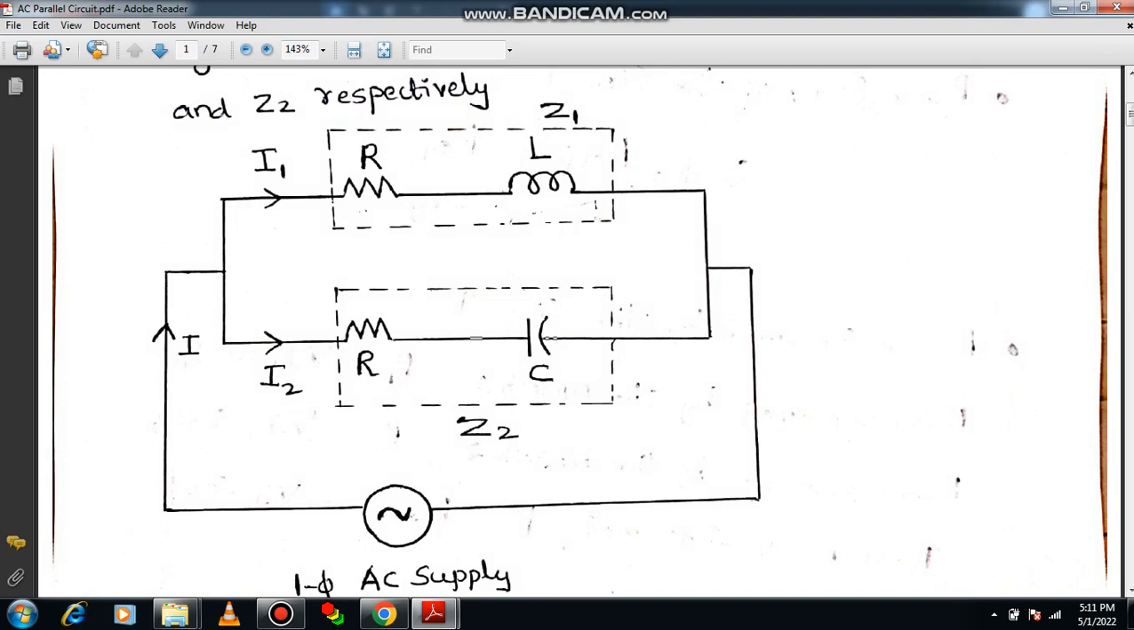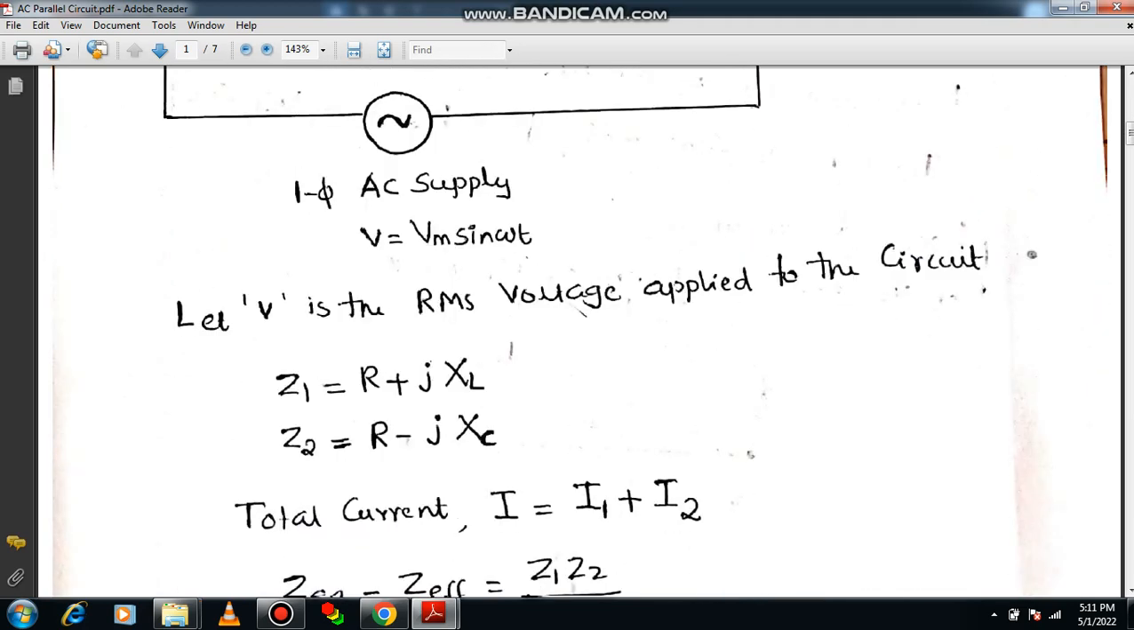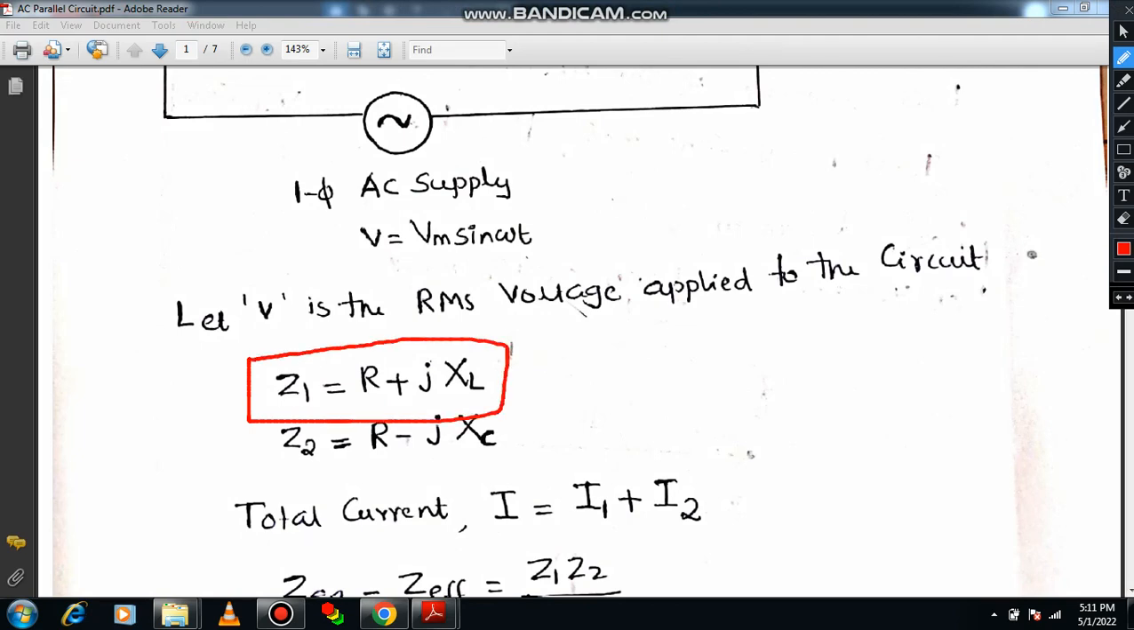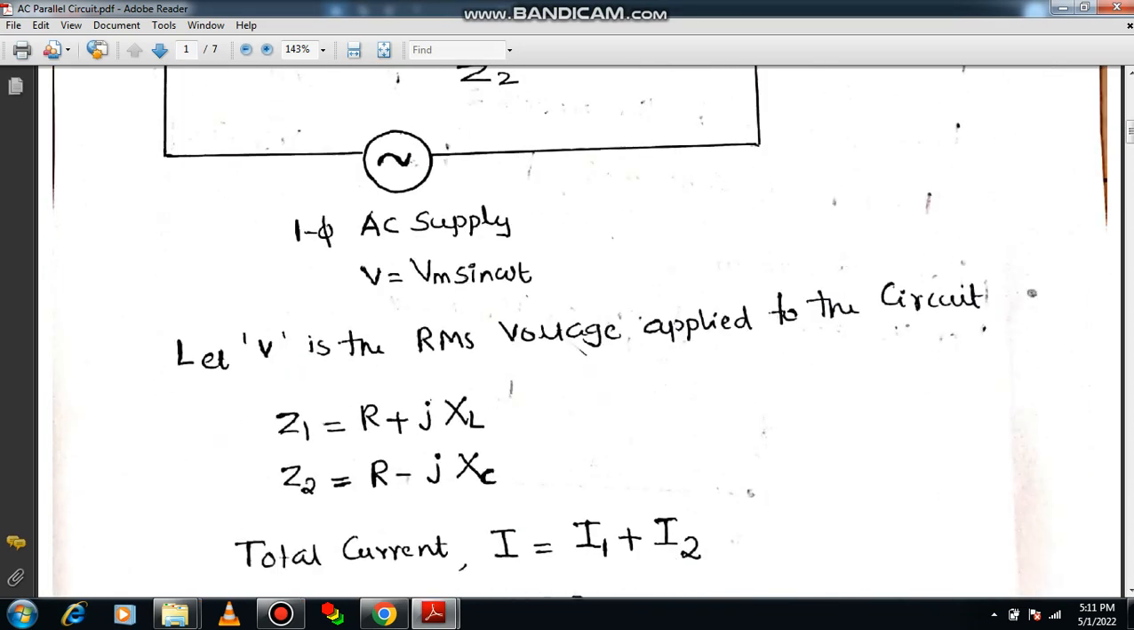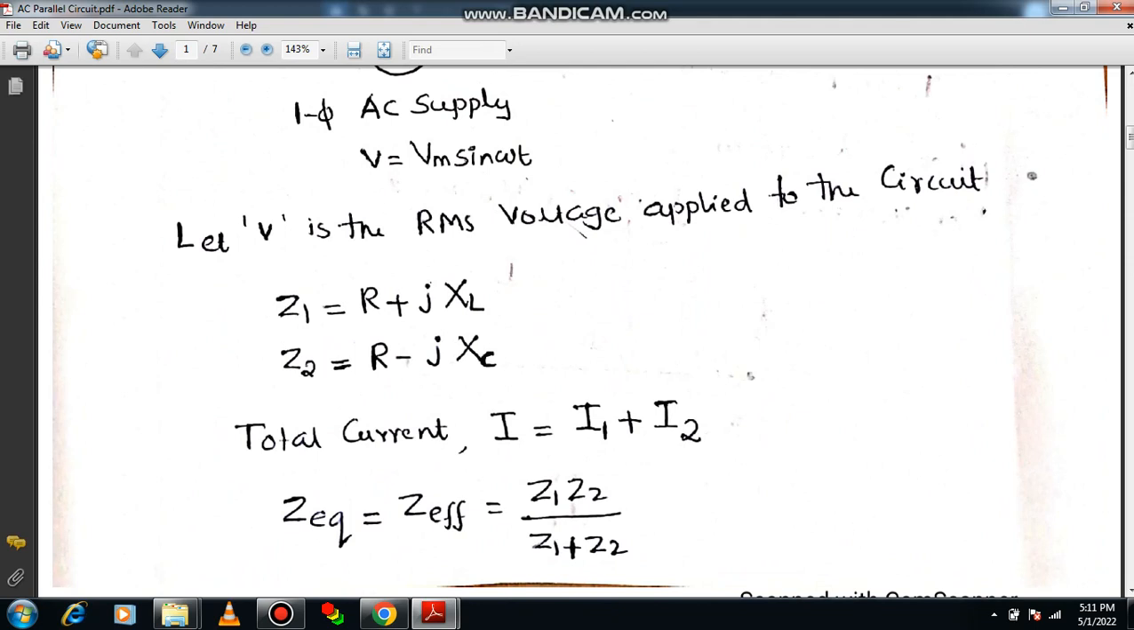Now I need to write the value of Z1 and Z2 separately. How can I write? Please consider Z1. Z1 is nothing but R plus jXL. How can we write that? Very simple, it's a complex number. Z is equal to R plus jXL. Look at the diagram: this is your real part and the inductive part will be the imaginary part. Therefore, we can write Z1 is equal to R plus jXL. What is XL? XL is nothing but inductive reactance.